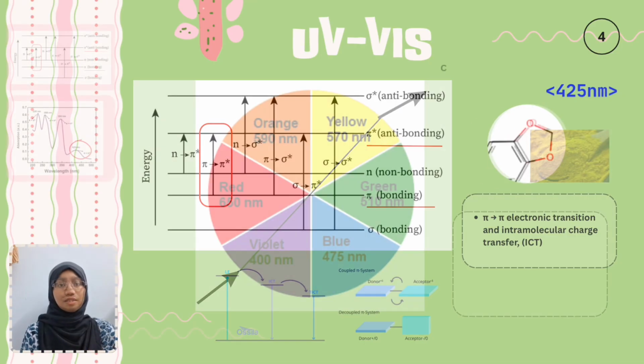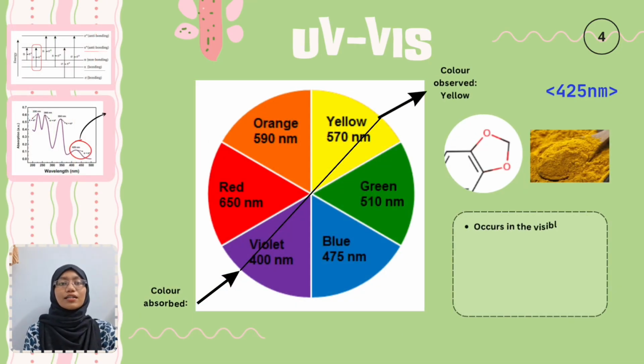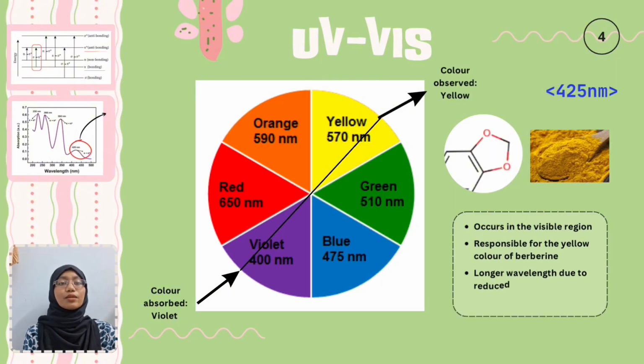Connection to observed color: this absorption at 425 nm, which falls in the violet range, is directly responsible for the yellow color of berberine. As shown on this color wheel, when the molecule absorbs light in the violet region, the complementary color observed is yellow. These transitions are governed by the principle that a longer wavelength signifies a reduced energy gap, as energy and wavelength are inversely proportional.